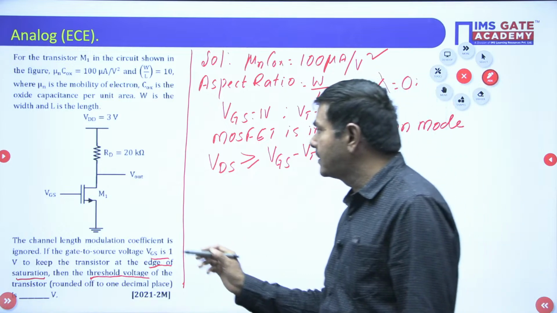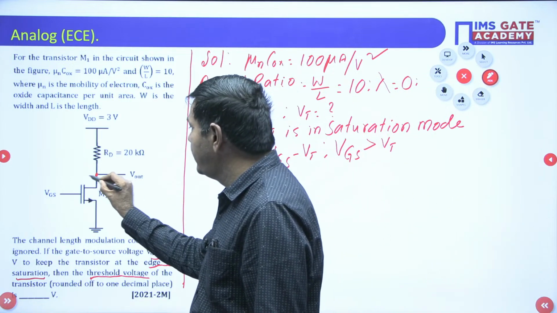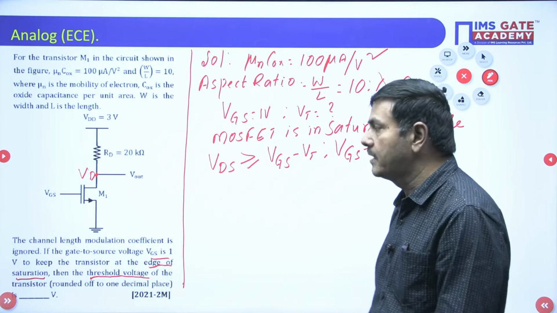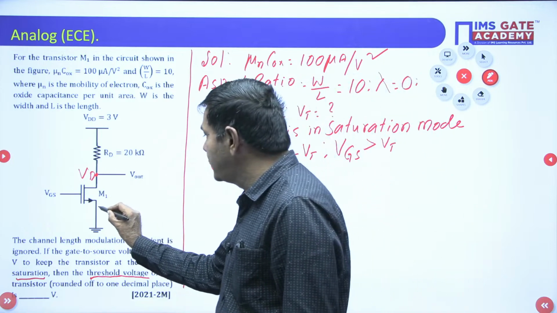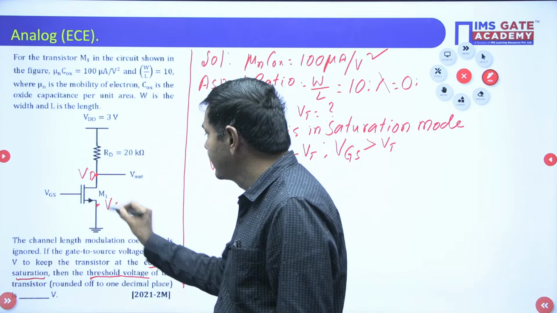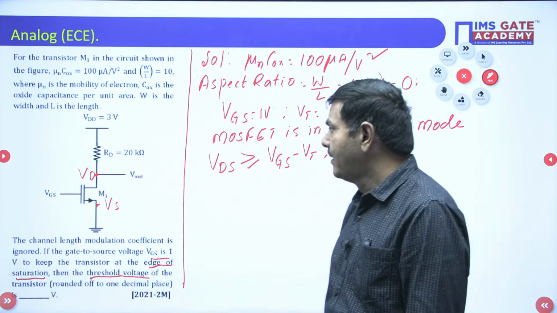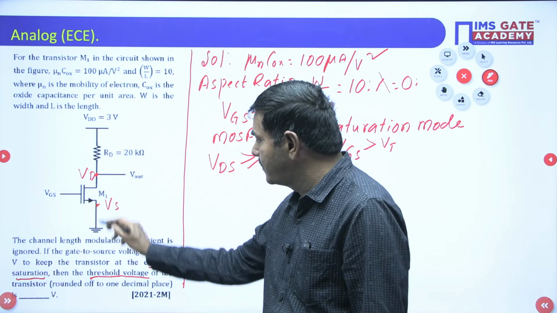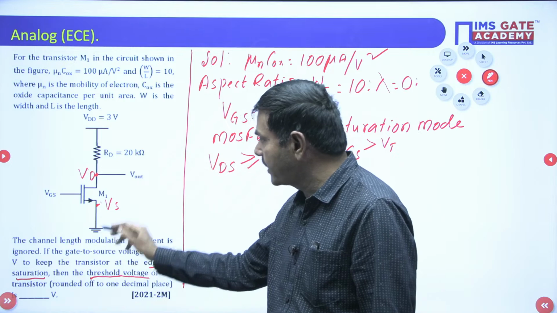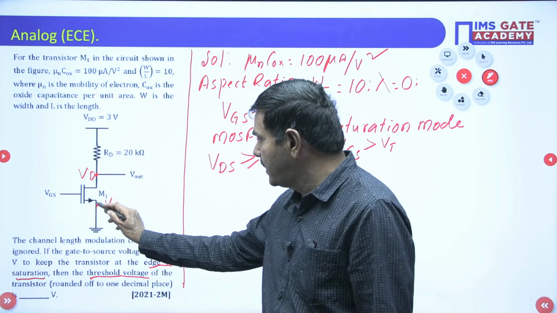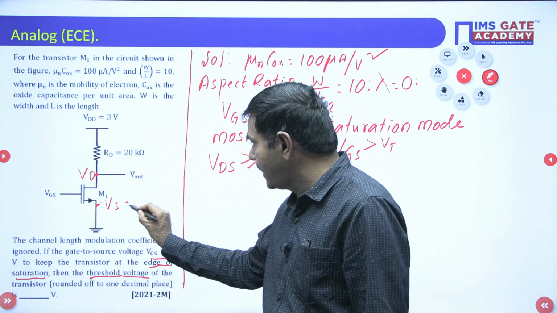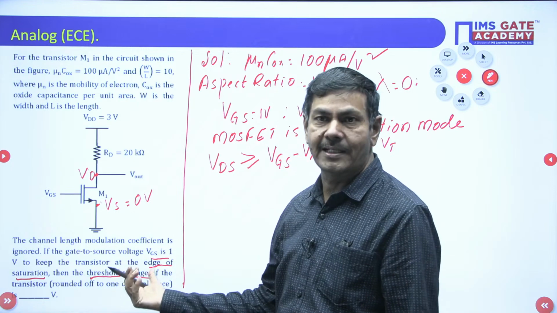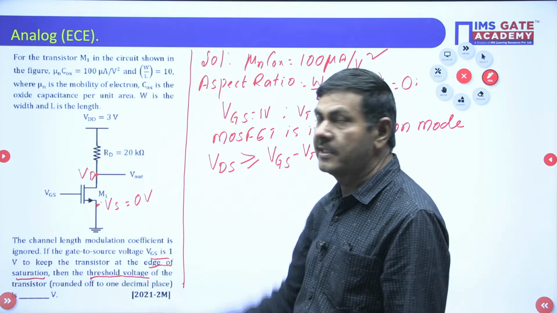And here VDS means what? This is the VD, the drain voltage, this node voltage. This is the source, VS. What is VS? Below this point, whatever voltage we get is VS. Below this node we are getting zero voltage. It doesn't have any drop, and no voltage source is connected, so directly you can put VS equal to zero voltage only.